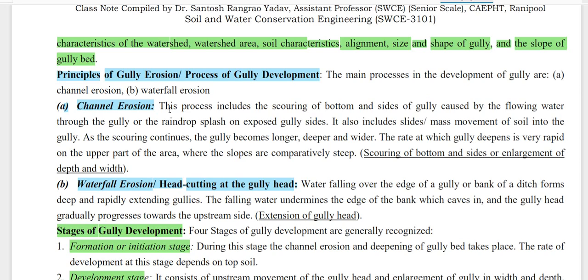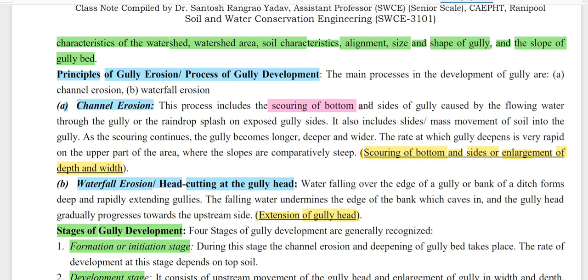Channel erosion is simply the scouring of the bottom and sides, or enlargement of the depth and width. It scours only the channel, but this will be an extension of the gully head. The gully head will extend. It will be very clear if we study it here. This process includes the scouring of the bottom and sides of the gullies.